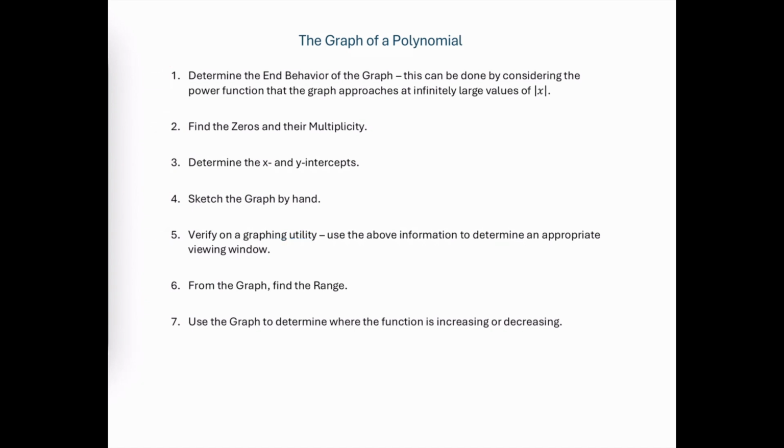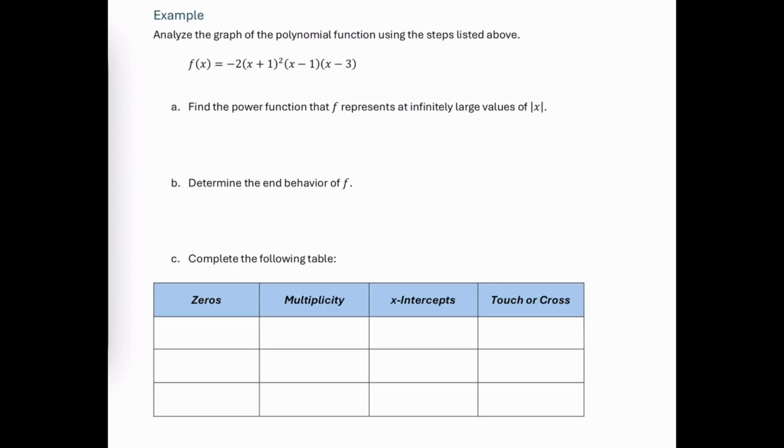Let's move through these steps with an example. Here we have a polynomial function f of x, and we're asked to analyze the graph using the steps that we outlined above. The first thing that we're after is the power function that the polynomial will resemble at infinitely large values of x. That power function is going to be y is equal to the leading term once the polynomial has been entirely multiplied out.